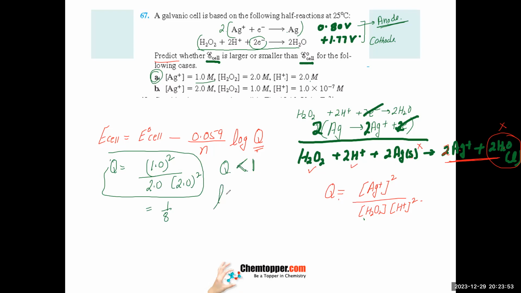So what is log Q? Log Q is negative. If log Q is negative, then E cell is greater than E naught cell, isn't it?